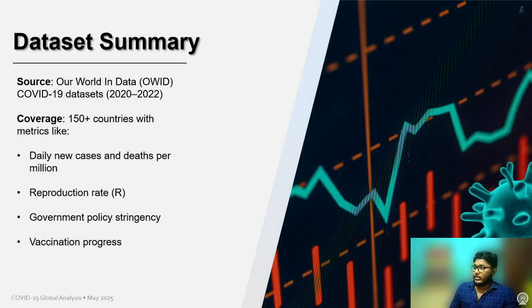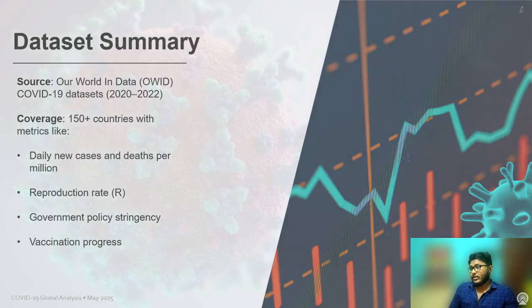As we mentioned earlier, the source of the data is the Our World in Data dataset, which is open source, and the World Bank data, which I forgot to mention in this presentation. It covers 150-plus countries with lots of important metrics like daily new cases, deaths per million, reproduction rate, government policy stringency, vaccination progress, and so on.